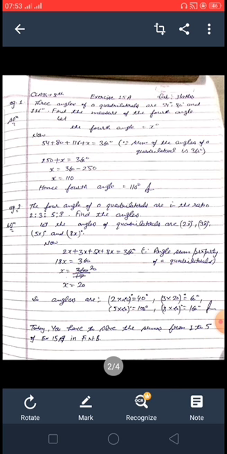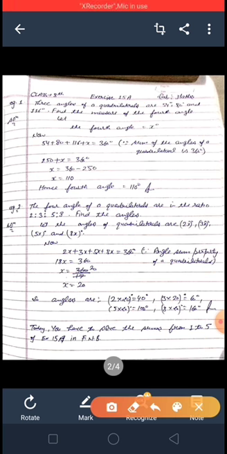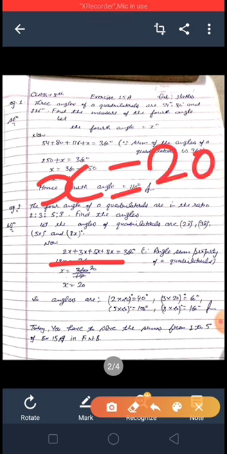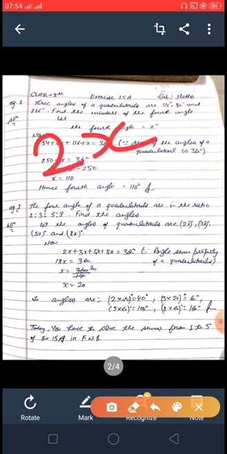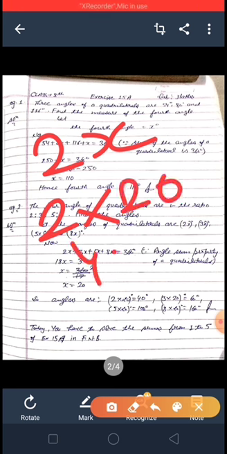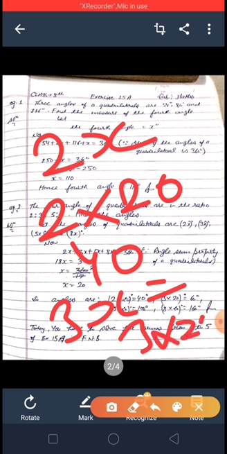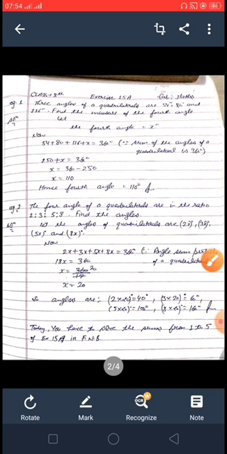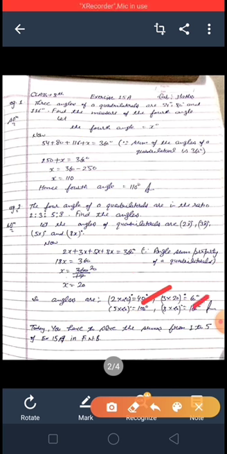Clear? Now again add all these angles: 2x plus 3x plus 5x plus 8x is equal to 360, because of the angle sum property of the quadrilateral; you can write here that the sum of the angles of a quadrilateral is 360 degrees. Now solve it: it will become 18x is equal to 360, so x is equal to 20. Now the angles are: first 2x, so 2 into 20, that is 40. The next is 3x, so 3 into 20, that is 60 degrees. Similarly you can find the other two angles, which will be 100 and 160.